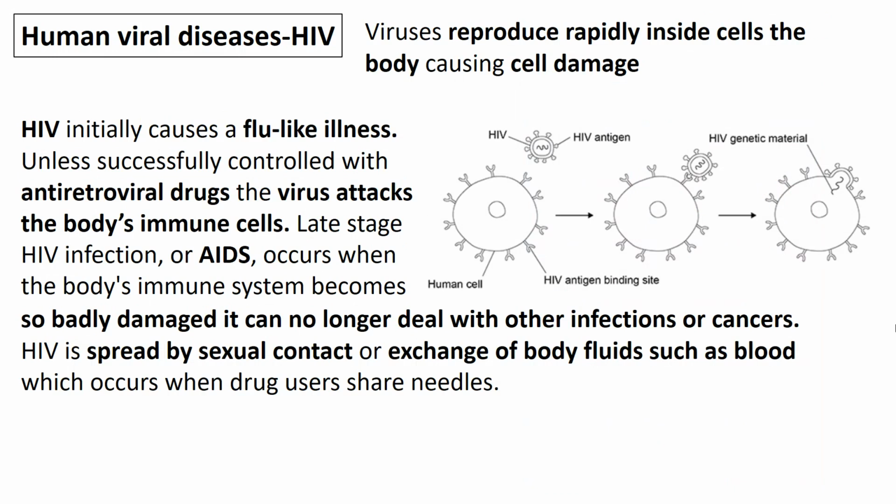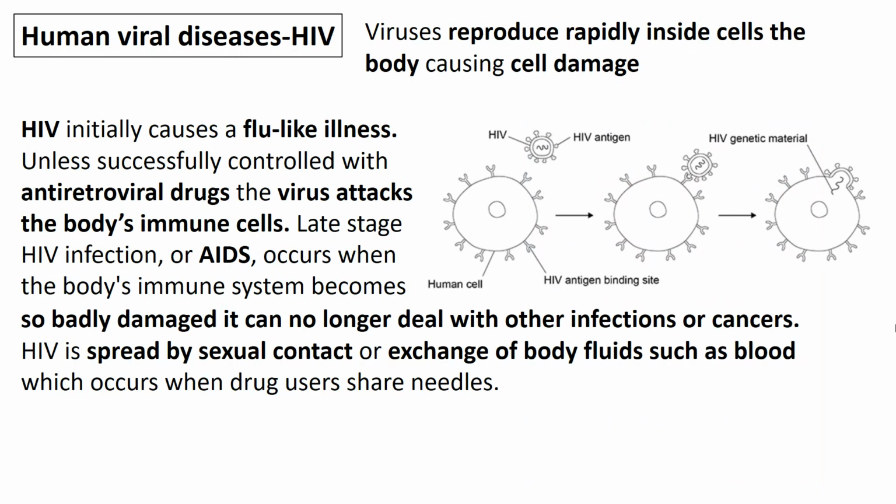HIV is another human viral disease, and initially you will end up with a flu-like illness, but then complications will develop from that if it's not treated. It's recently been very successfully controlled with antiretroviral drugs, which can actually keep the HIV virus under control. The virus works in a very clever way by attacking the body's immune cells. So those cells that are there to prevent you getting ill are actually attacked by the HIV virus.